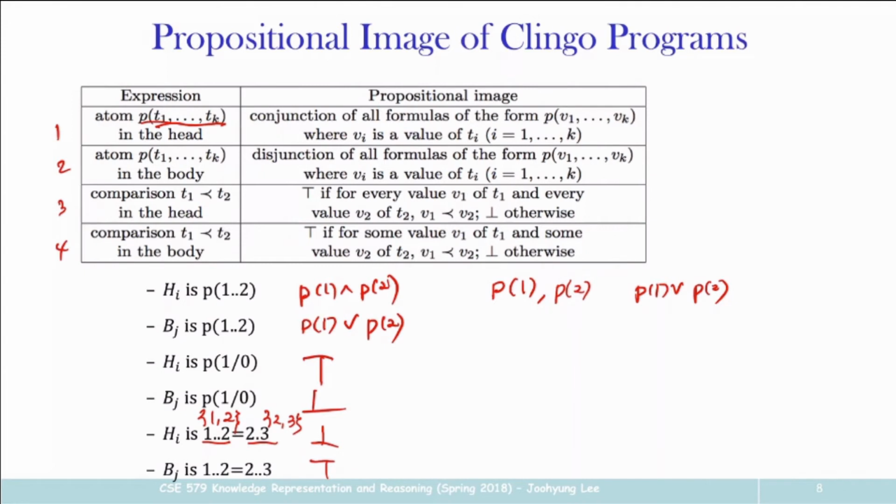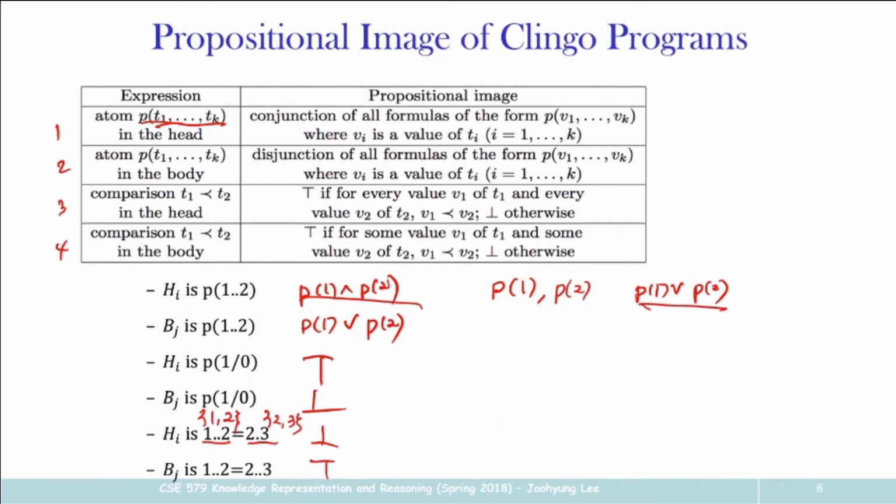A few slides back, we had this: the meaning of comma is actually different when it occurs in the head or in the body. So you can actually express both conjunction and disjunction in the language of Clingo, in a slightly different way. Yes, so can you explain the last one?